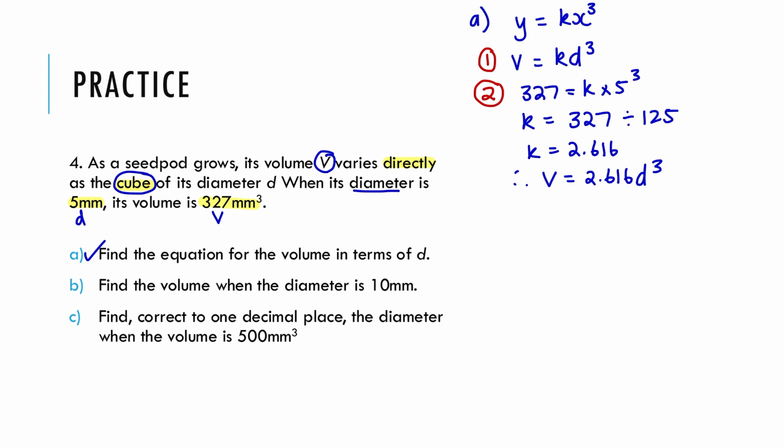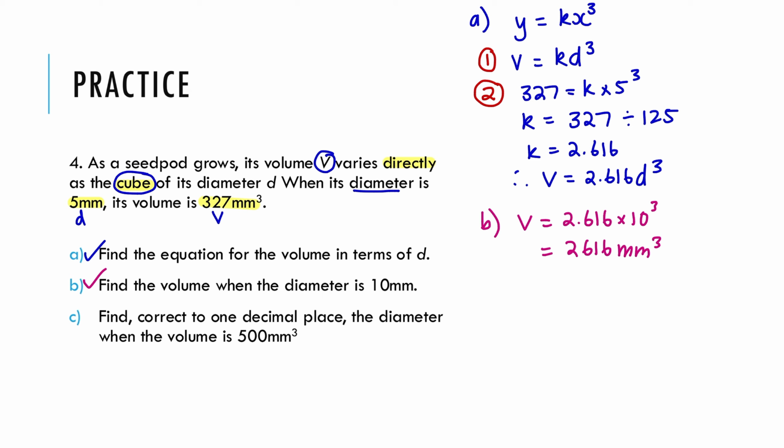Part B says find the volume when the diameter is 10 millimeters. So here for part B, I'm going to use this formula here. So the volume is equal to 2.616 multiplied by 10 cubed. So here it'll end up being 2,616 millimeters cubed.